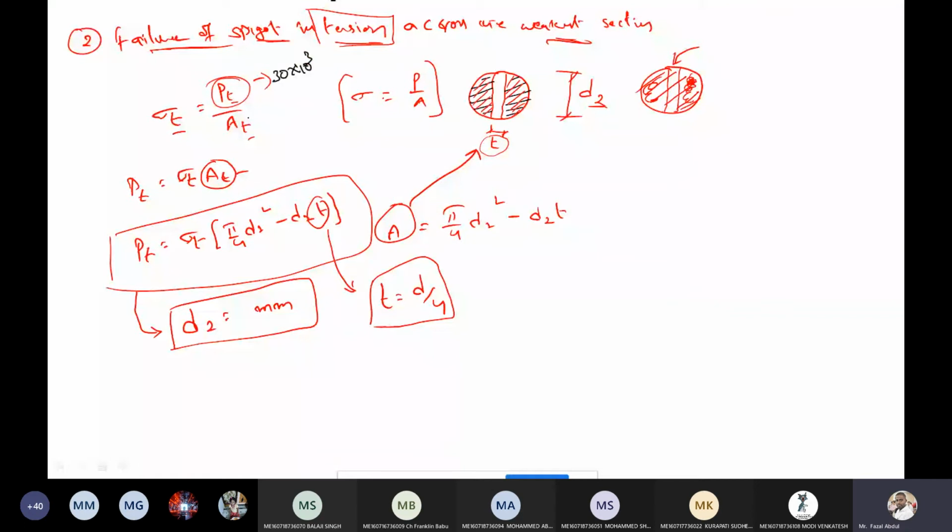Now what is the area here? This is the area already derived, in which D2 is going to be calculated. What is t? The thickness of the collar. So the thickness of the collar is t equal to d by 4. D we just now calculated as 24. Now tell me what is D2.